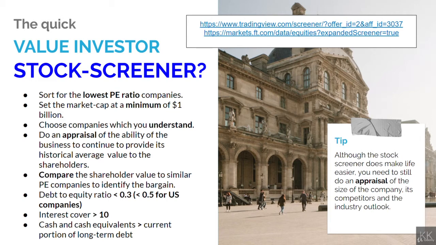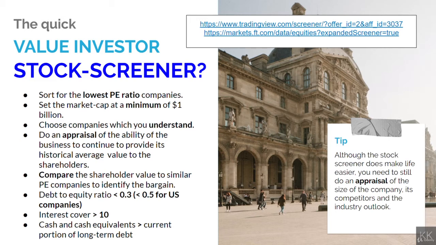Now we know that this return is made up of the dividend yield, the share price appreciation, as well as the repurchases. Next, we want to compare the shareholder value provided to similar PE ratio companies in order to identify if a bargain exists, the same way we did during the Apple example.